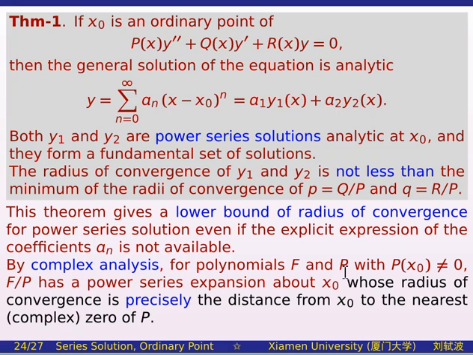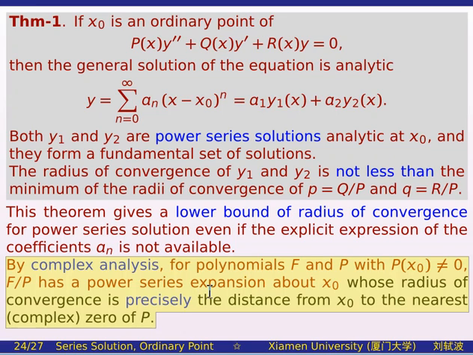And also, the radius of convergence of this quotient function is precisely the distance from x0 to the nearest 0 of the denominator capital P. So, in the special case when capital P, Q, R are all polynomials, we can use this remark to obtain the radius of convergence for the power series expansion of the small p and the small q.